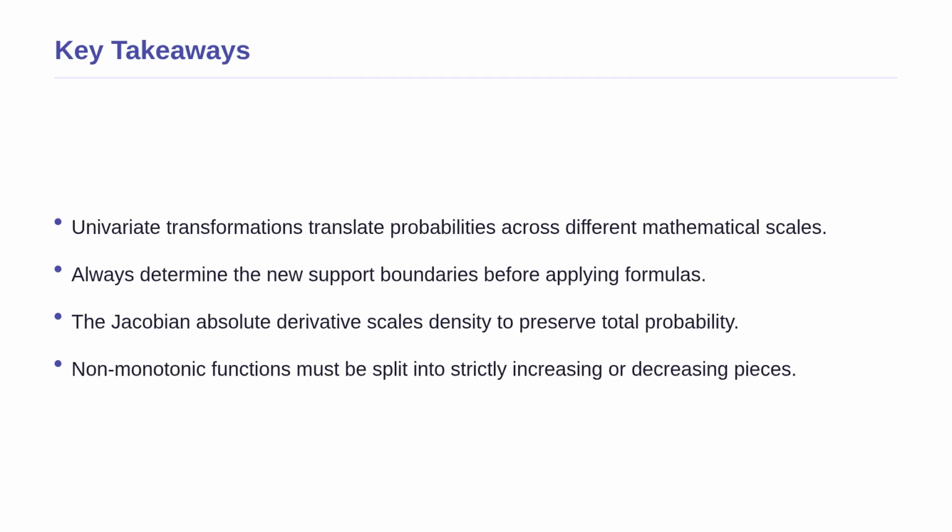We have covered a lot of ground today. Let us review the key takeaways. First, univariate transformations are essential for translating probabilities across different mathematical scales, like moving from radius to area. Second, always remember to determine your new support boundaries before doing any calculus. Third, the Jacobian is your scaling factor. It ensures your total probability remains exactly 100% by adjusting the density.